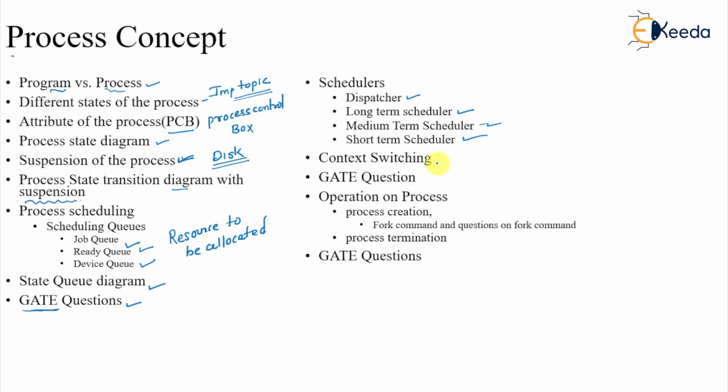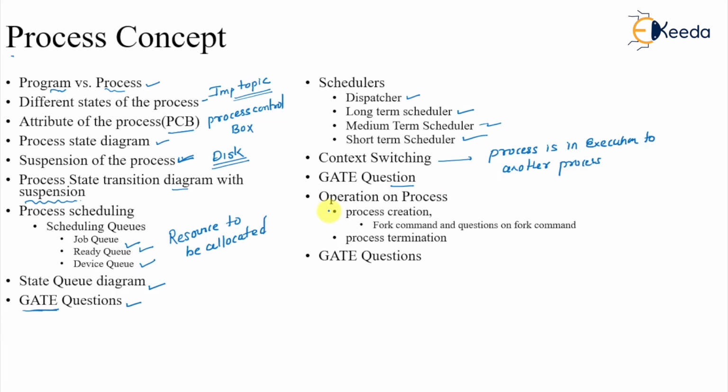We are going to talk about context switching. We will talk about how a process switches, what a context switch basically is, and basically it is nothing but switching from the process that is in execution to another process. So you are executing in memory and we are just going to another process. Then we are going to see the GATE questions.